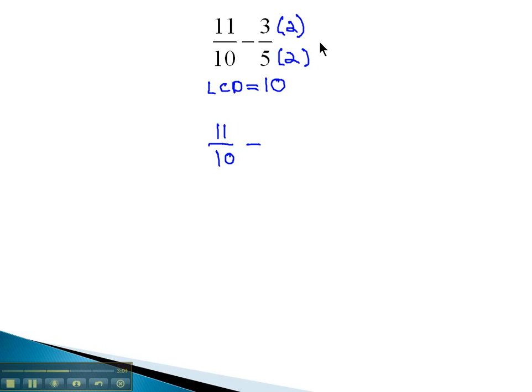So we'll multiply by 2, top and bottom, numerator and denominator, so we stay balanced. 3 times 2 is 6, 5 times 2 is 10, and we are now ready to subtract these. In the numerators, 11 minus 6 is 5, and keeping the denominator, we have 10. We can reduce the fraction by dividing by 5 to get our solution of 1/2. Let's try another example.